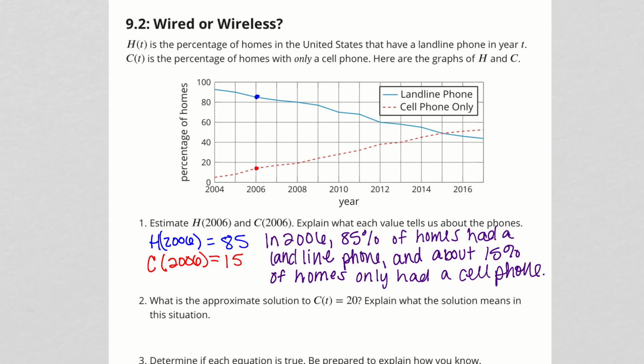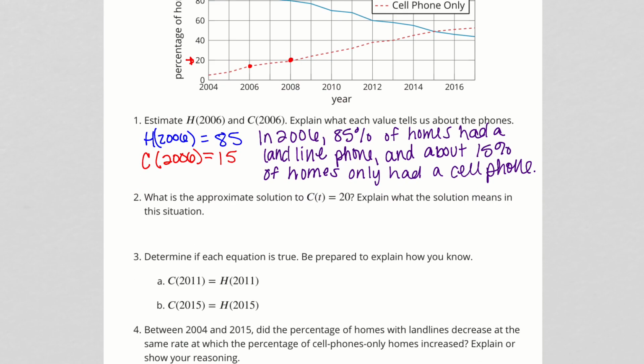What is the approximate solution to C of T equals 20? Explain what that solution means in this situation. So we're going to look for C of T equals 20. So I'm looking at 20%. About what year is it at 20%? 2008. So T is about 2008.